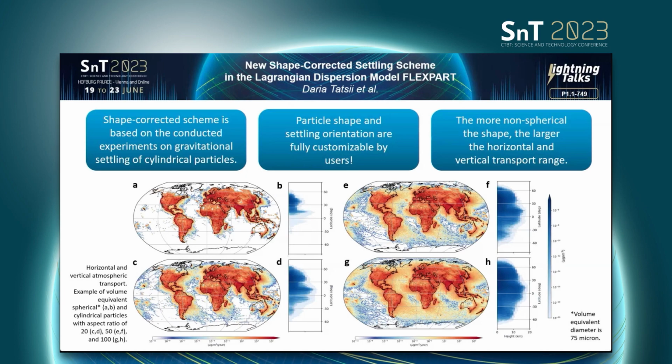In our study, we propose a new shape-corrected parameterization scheme constructed from experiments and implemented in the Lagrangian particle dispersion model FlexPart. With this new shape correction scheme, you can prescribe the shape of the particle and the orientation of the falling of these particles. We did sensitivity studies with FlexPart to understand how the atmospheric transport differs for very elongated cylindrical particles and volume-equivalent spheres. The results are incredibly interesting, and I will be happy to see you at our poster 749 today later. Thank you.